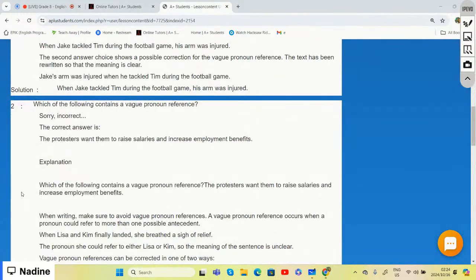All right. Let's go to the next one. It says the protesters want them to raise salaries and increase employment benefits.